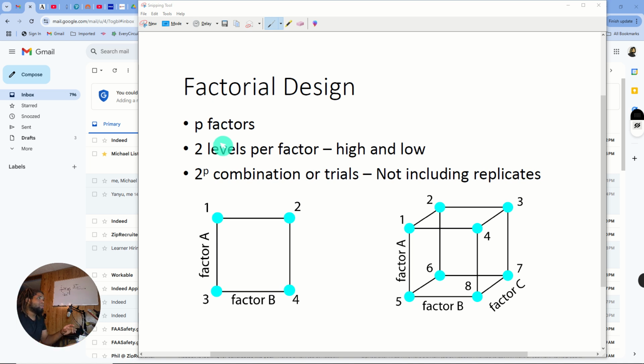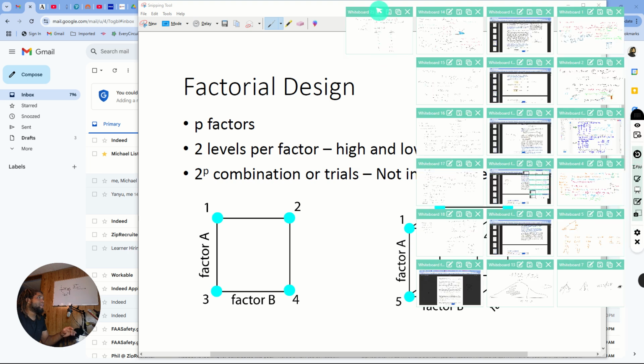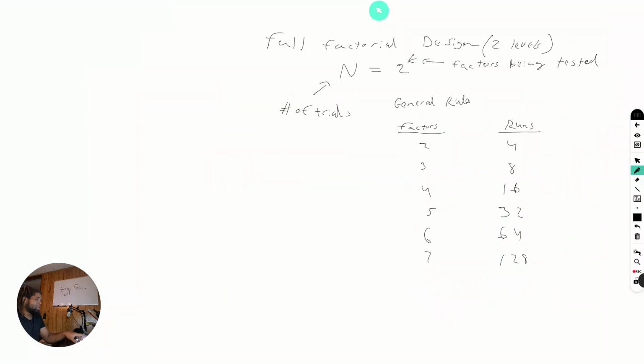So I'm going to go to my board that we used earlier, and I'll just run through some things here. Full factorial design level 2, we talked about that. Level 2 is again your 2 conditions. It just has 2 conditions, high and low, on, off, that kind of thing.